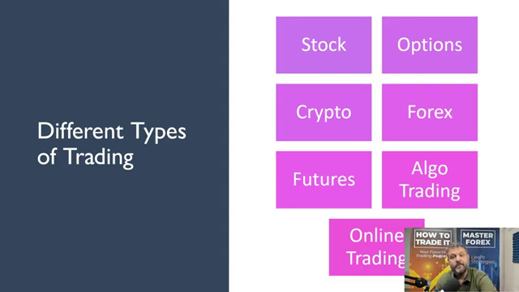There's futures, and futures is just trading a future price on a commodity, very similar to an option. And then there's options, which is an option to buy a stock at a certain price. There's Forex, which is currency trading, trading the dollar versus the yen. Then there's algo trading, which is robots, algorithms, expert advisors, all computer programs that are doing trading. And then it's all brought together by online trading.